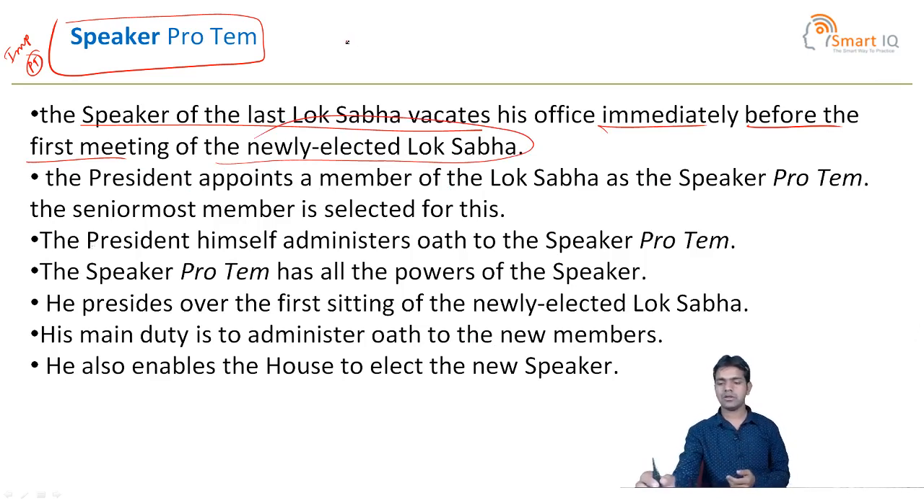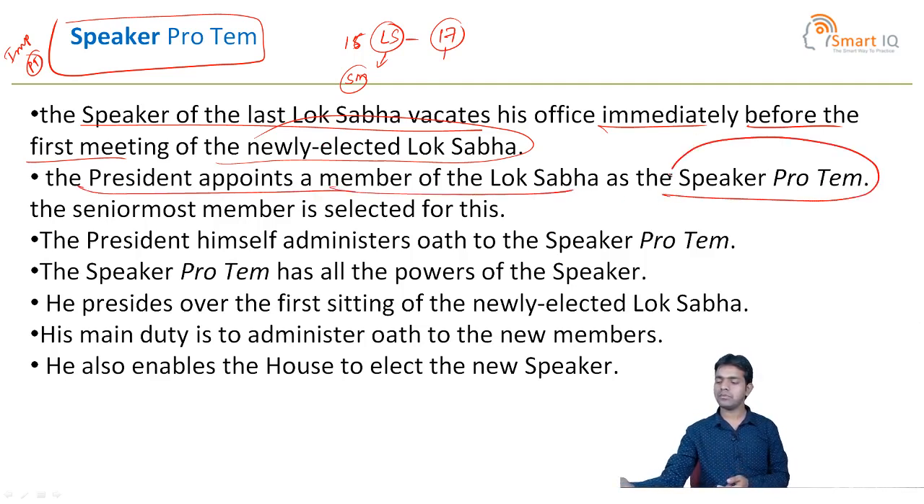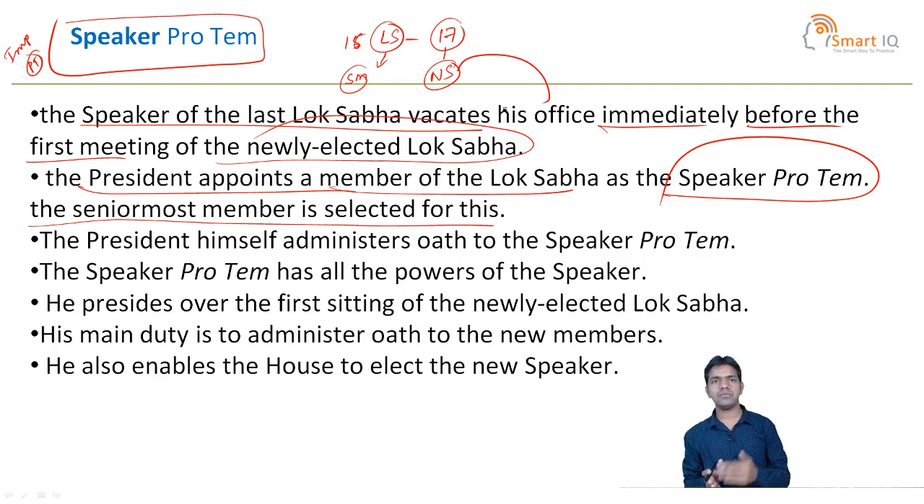For example, say the 15th Lok Sabha is there. The 15th Lok Sabha is followed by the 16th Lok Sabha, whose Speaker is Sumitra Mahajan. So whenever the 17th Lok Sabha is elected, at that time the President has the power to appoint a Speaker. The President appoints a member of the Lok Sabha as Speaker pro tem. The senior-most member is chosen for this. He is elected by the President of India from the senior-most members of that house. That is called the pro tem Speaker.